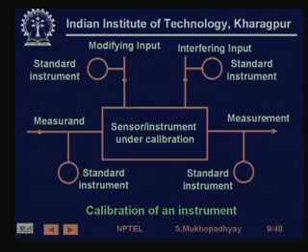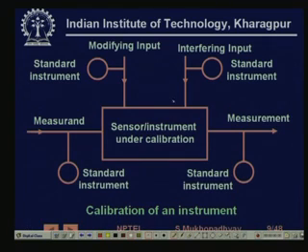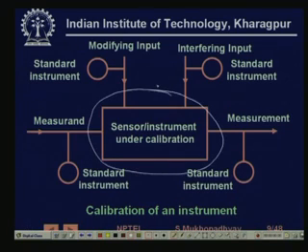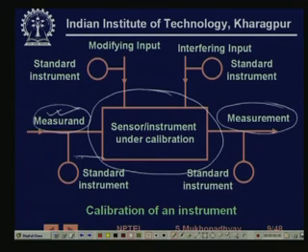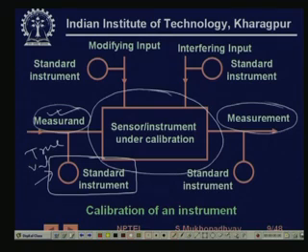So this is the essential scenario. This is the sensor instrument which is to be calibrated. First of all, this is the measurand which you are measuring using some standard instrument, and you are thinking that this is the true value. This is an assumption. Here this is not required. I don't know why this is connected. This diagram is drawn wrongly.